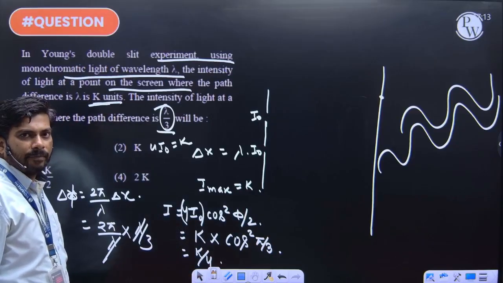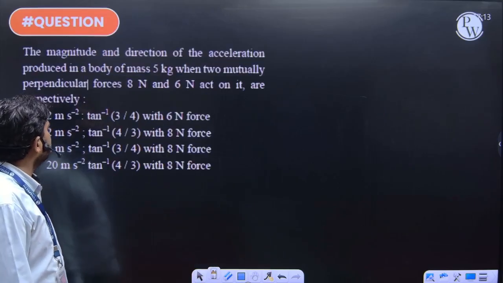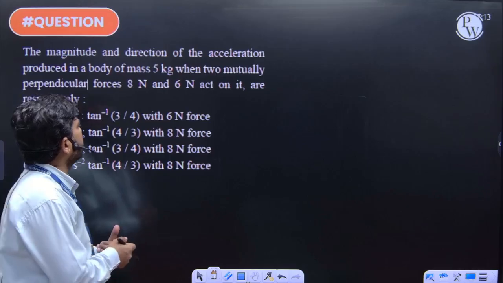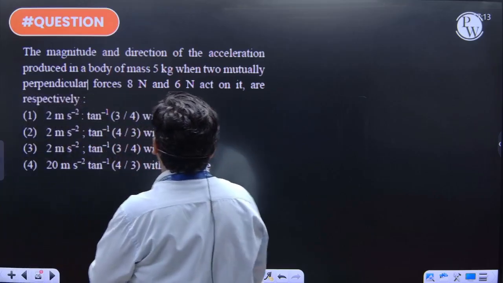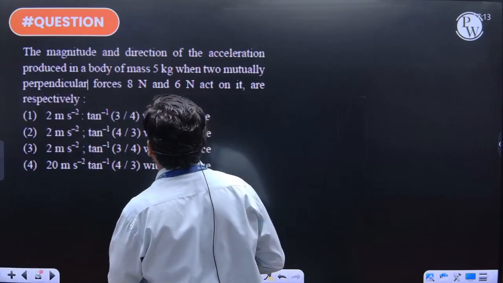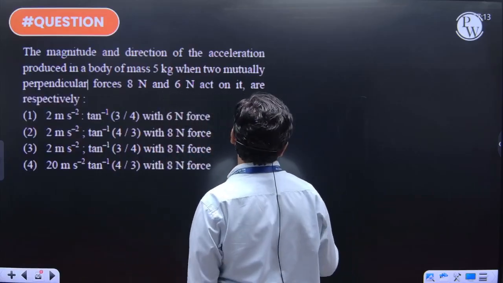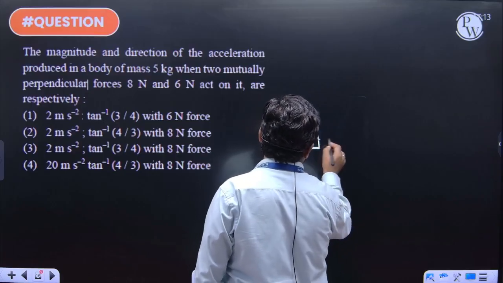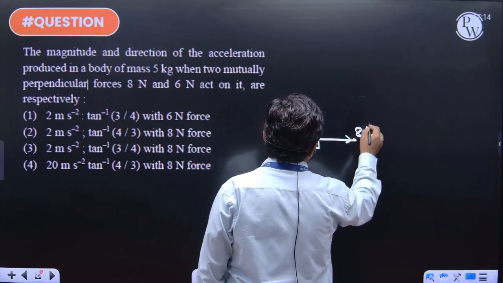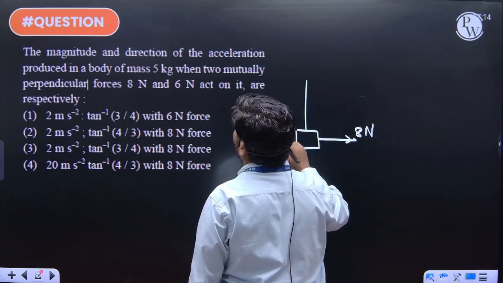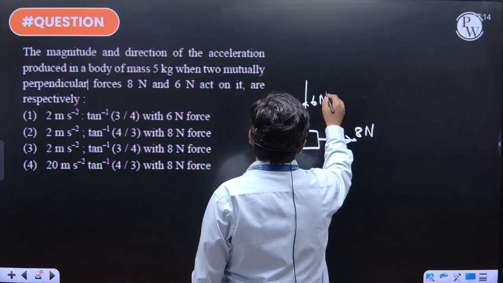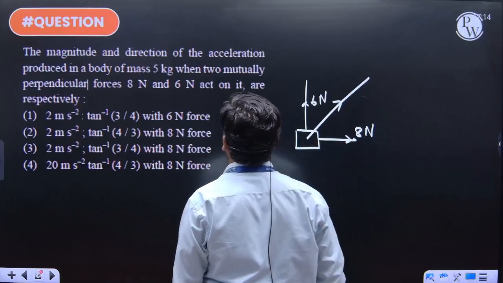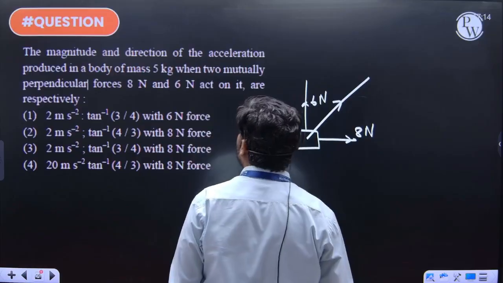Fine. Next. The magnitude and direction of the acceleration produced in a body of mass 5 kg when two mutually perpendicular forces 8 Newton and 6 Newton act on it. There is a body, there is a force, let us assume 8 Newton is acting in this direction, and a force 6 Newton is acting in this direction. What is the direction? Definitely it will move in this direction, right? And this is having 5 kg.